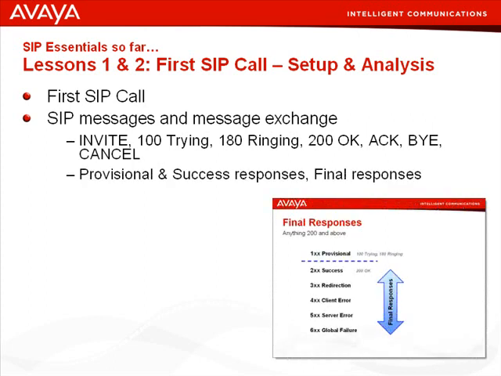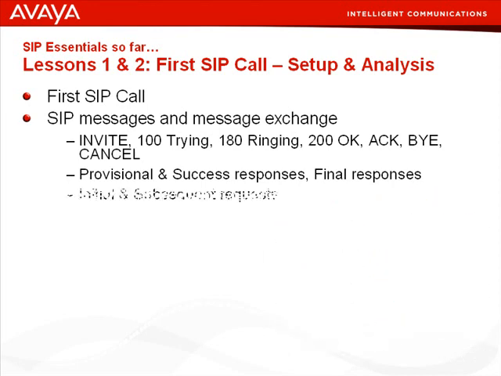We put responses into both families and categories. We said that any response beginning with a 1 something something is a provisional response to report progress but not to conclude anything. And we agreed that anything beginning with a 2 something something is a success response. Now, although we didn't look at any other families of responses, we noted that anything 200 or above is categorized as being a final response, a response that completes a transaction. We'll look at other non-success response types in this lesson.